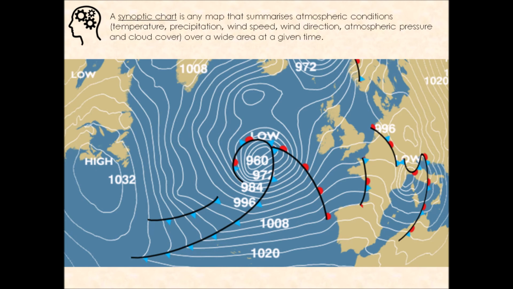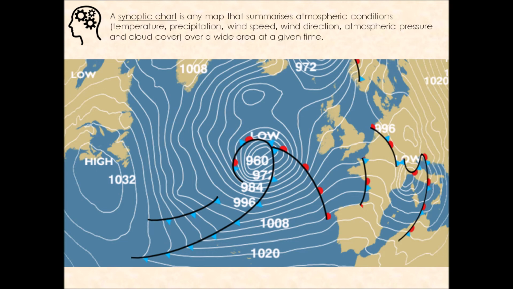Now, if we then think about what actually these diagrams look like when we're concerning ourselves with synoptic charts. So a synoptic chart is any map that summarises atmospheric conditions. It's basically a weather map, a forecast map that shows us all kinds of features to do with atmospheric conditions: temperature, precipitation, wind speed, wind direction, and usually they cover a wide area. This is what you would see on BBC News, ITV News, when they are sharing the weather forecast for the day and for the week ahead.